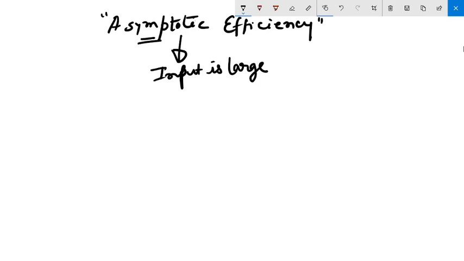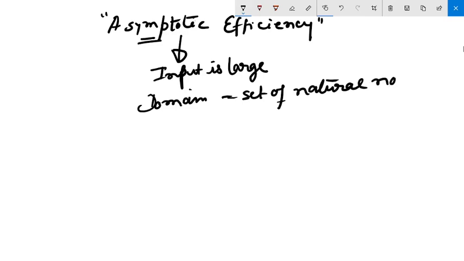Now these asymptotic notations are normally applied in the domain of, so what is the domain? The domain is the set of natural numbers. So what numbers are the set of natural numbers? These are 0, 1, 2, like that. These asymptotic notations are convenient for describing the worst case running time function T(n).